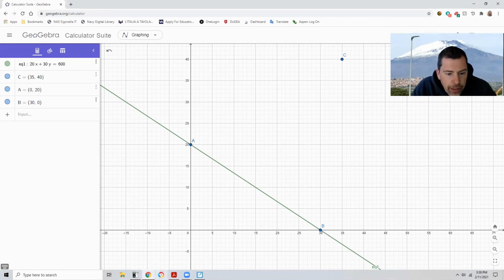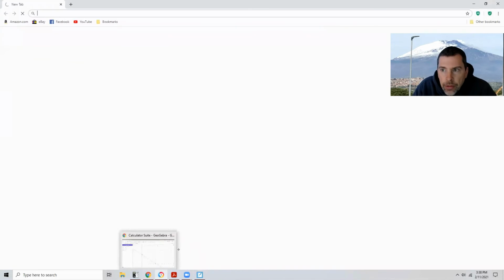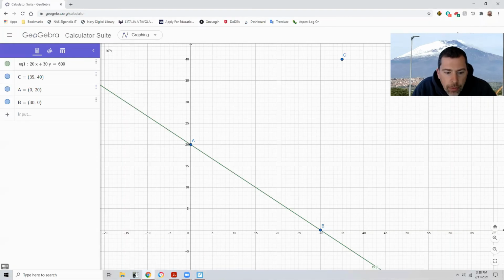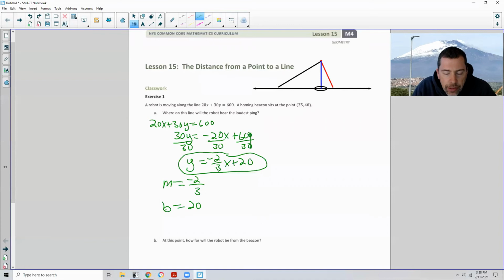And the other way, if we want to review some more, I want to go back to my lesson here. The other thing we could do is find the x-intercept and the y-intercept by making x 0 and making y 0 respectively, and that's what has happened on the other page.